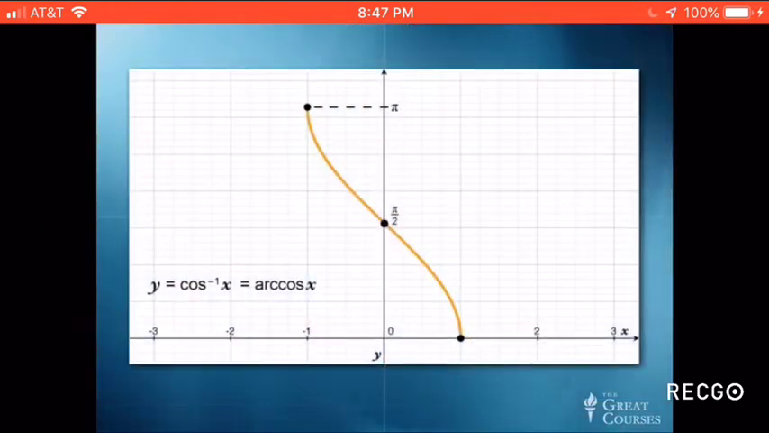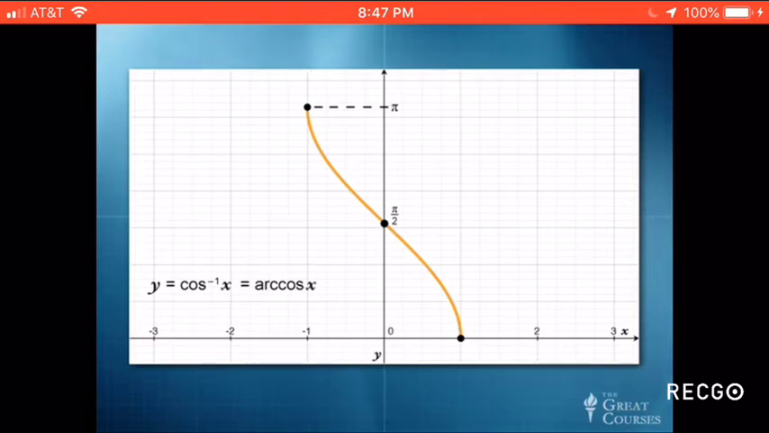Here's a graph of arc cosine x, cosine inverse x. Notice some of the key points. You might remember that cosine of pi over 2 was 0. That means that arc cosine of 0 is pi over 2. You reverse the points when you do an inverse.